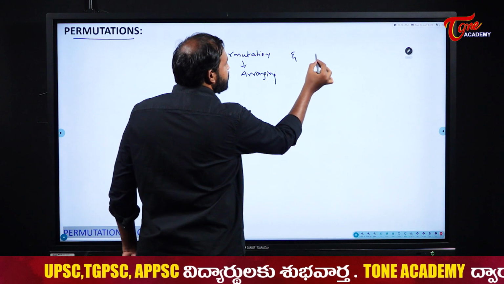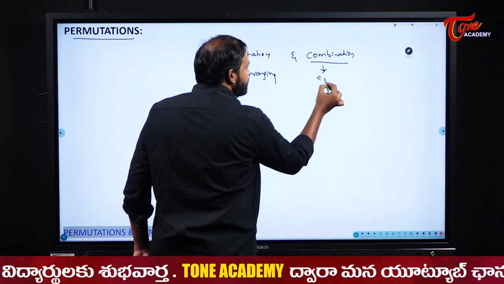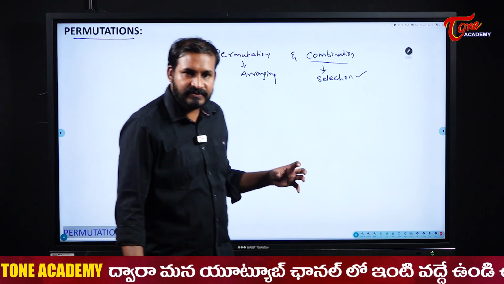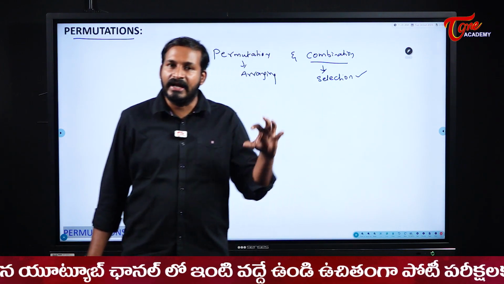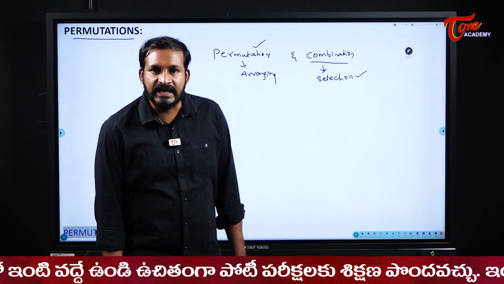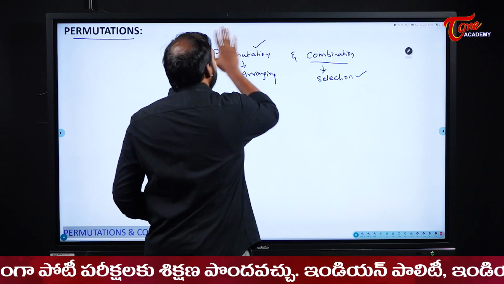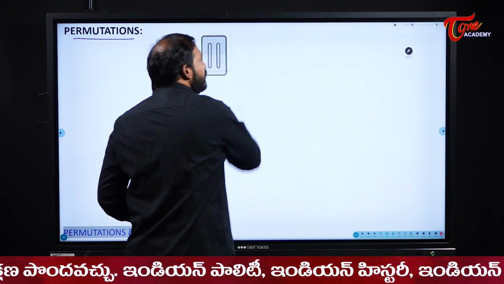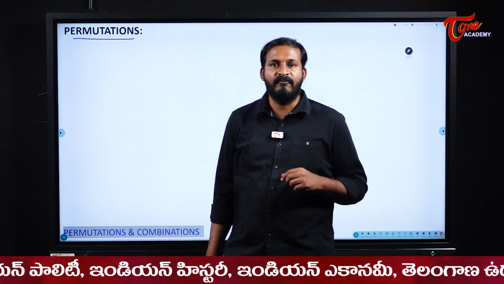When it comes to combinations, combination means selection. When you want to select some people from some people, we will use the concept of combinations. Usually, if you want to arrange things, we will use the concept of permutations. Permutations is nothing but arranging. When you see a question asking in how many different ways we can arrange the things, there we are going to use the concept of permutations.